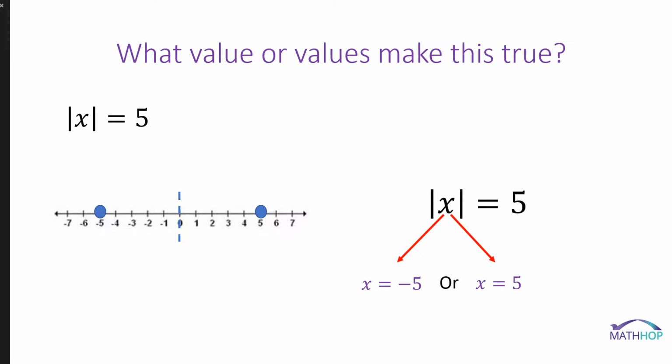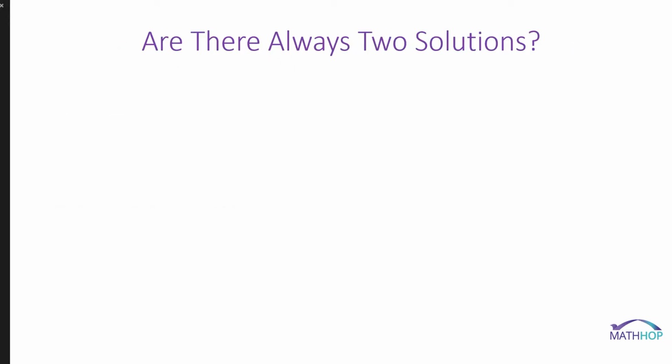Now, I know lots of textbooks say you always get two solutions. But are there always two solutions? This is where I get into a little bit of a thing where I hate when people say always, because always is rarely true. So are there always two solutions? Almost. Let's consider this equation.